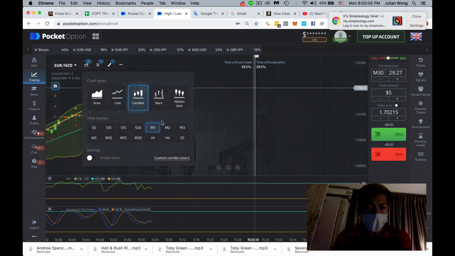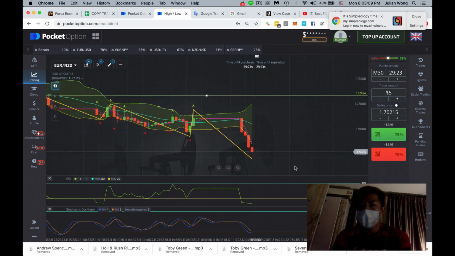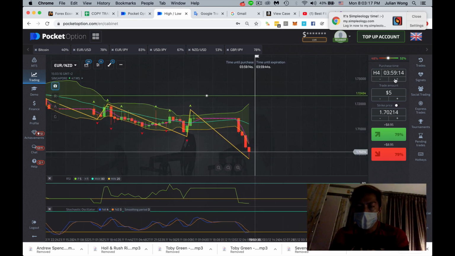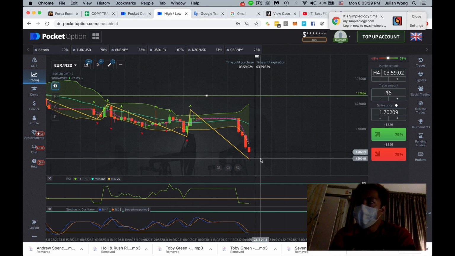But we could change it by clicking on H4, and there you go. That looks like what we like to trade. The only difference is now we're not going to be able to do a really short trade. We probably have to do something like a couple of hours. I can even do an 8-hour trade. You get what I'm saying? That would be cool. I could do an 8-hour trade on this one, if there was an 8-hour trade option. That would be very nice.